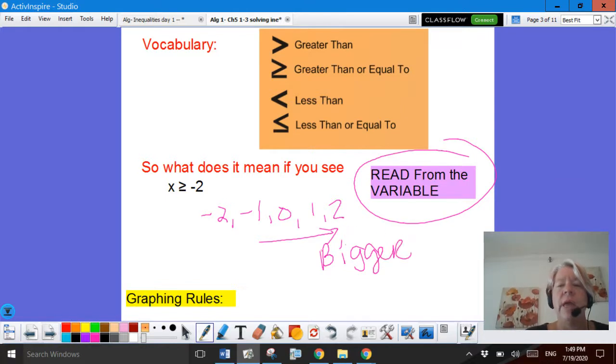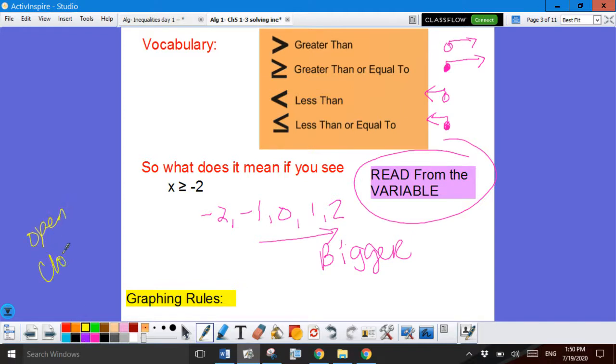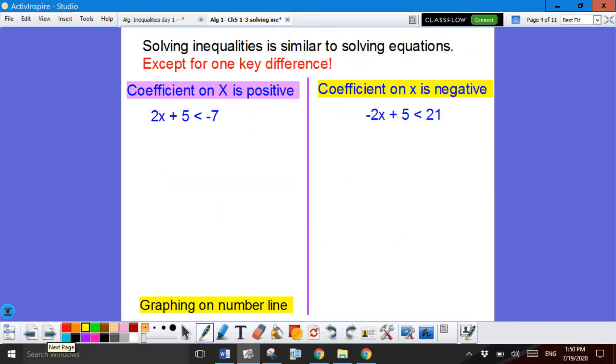Okay, they're getting bigger. And I also need to just do a quick little review on graphing. Remember, we have open circles and we have closed circles. So greater than is going to be to the right and less than is going to be to the left. Because as we solve our inequalities, we're also going to be graphing the solutions on a number line. So we always have to remember that open and closed graphing. Okay, all right, now let's go ahead and look at some problems.